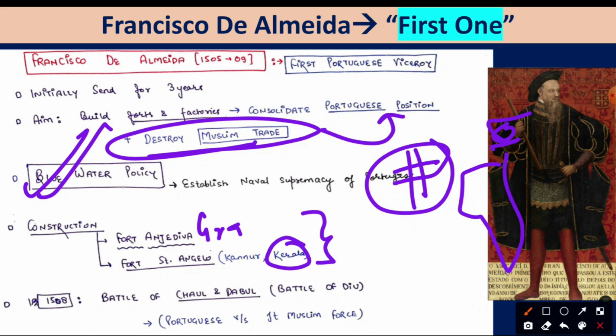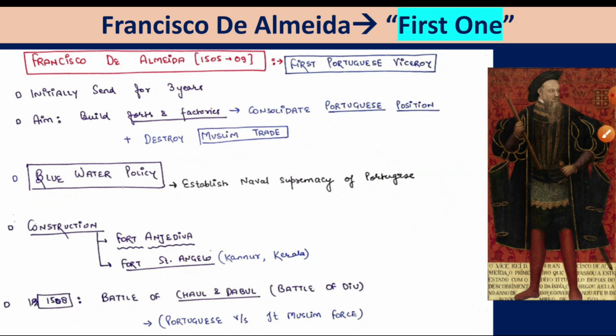Then very important battles were fought, that is the Battle of Diu. In fact, that is said to be one of the greatest naval battles. Greatest in the sense that it established Portuguese naval supremacy in India. It was a battle between the Portuguese and the joint forces of some Muslim powers.